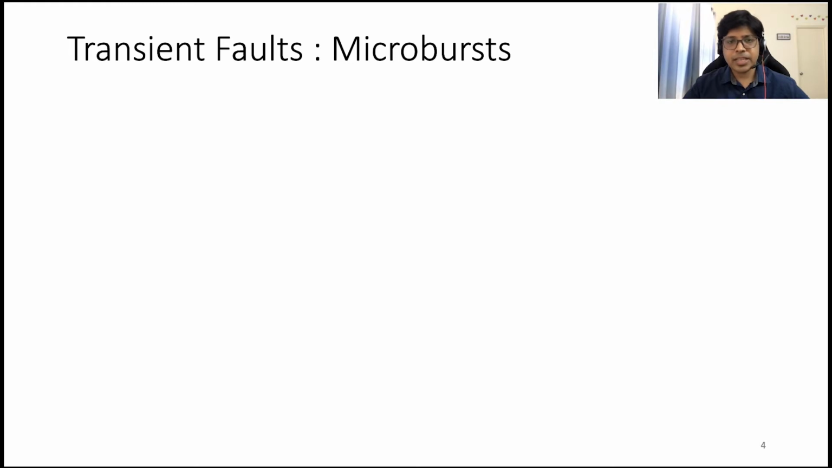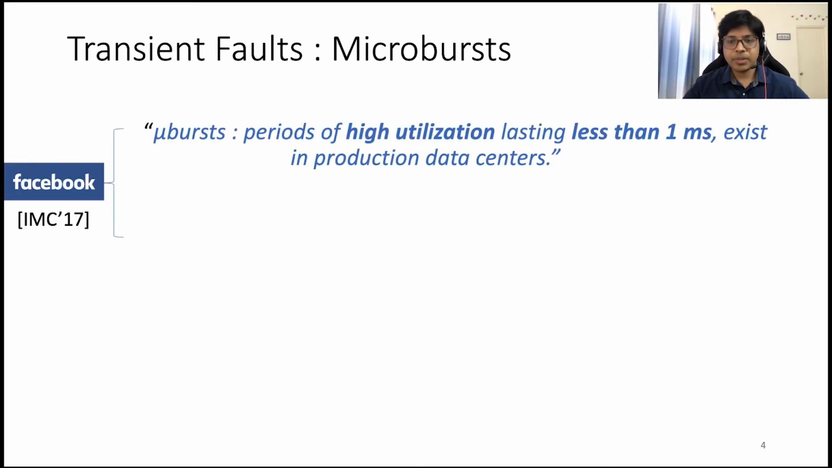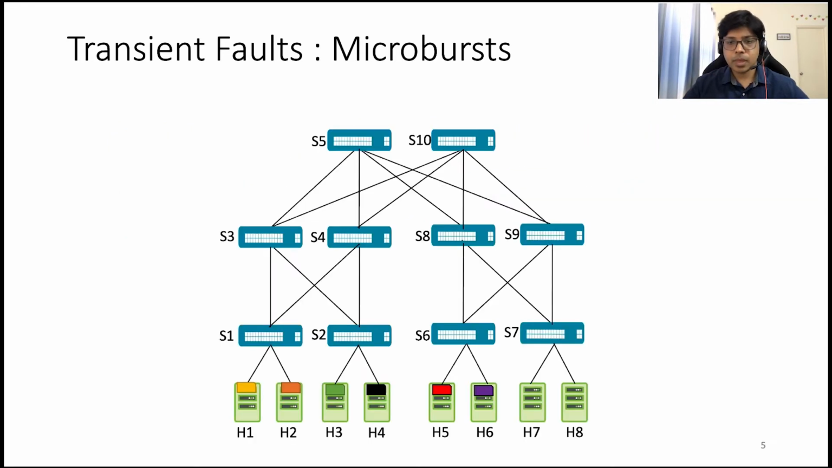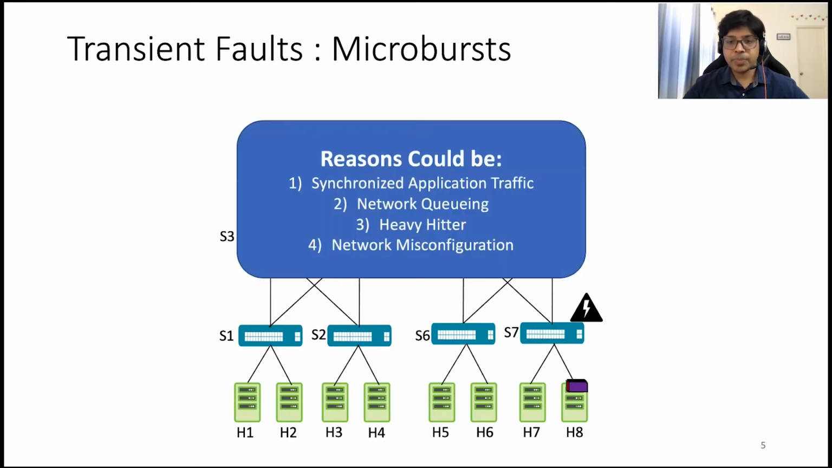One such example of a transient network fault is microbursts, which are periods of high network utilization lasting a few microseconds. It has been found that such issues in fact encompass most congestion events in the network. Now, the reason for a microburst could be synchronized incast traffic, when multiple hosts send traffic to a single host in a synchronized fashion, as shown in this example. However, it could also be due to network queuing, load imbalance, heavy hitters, network misconfigurations, and so on.